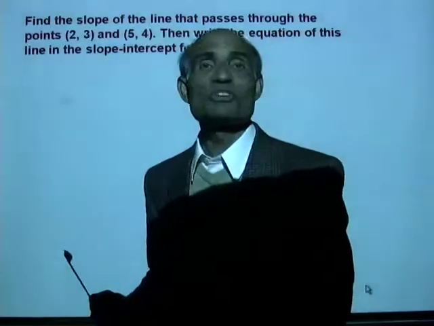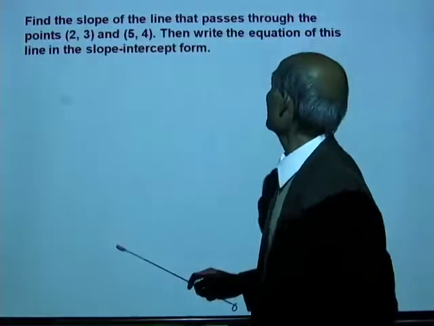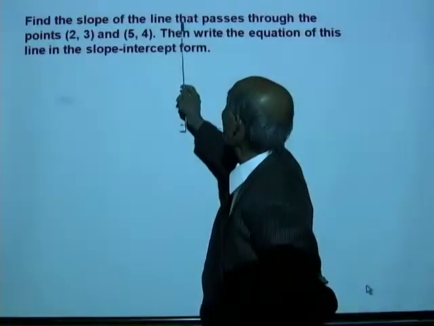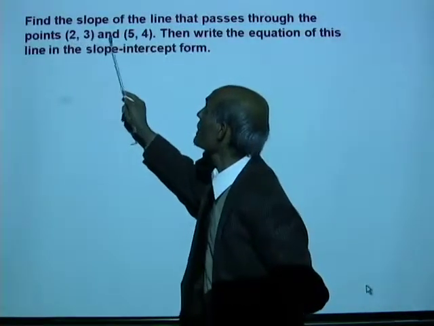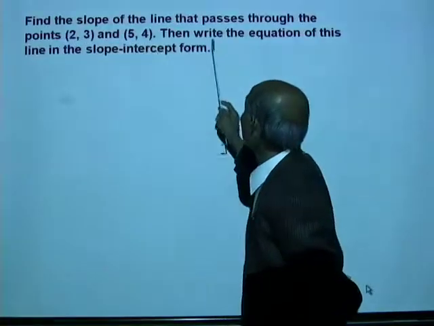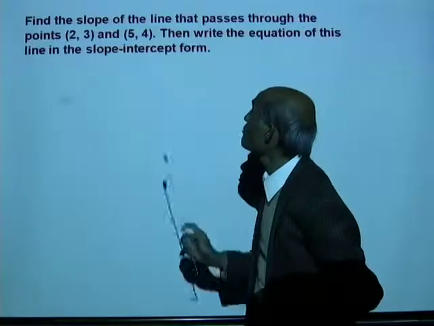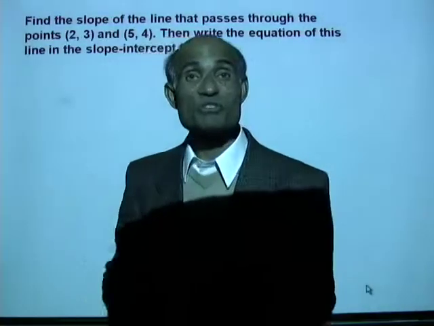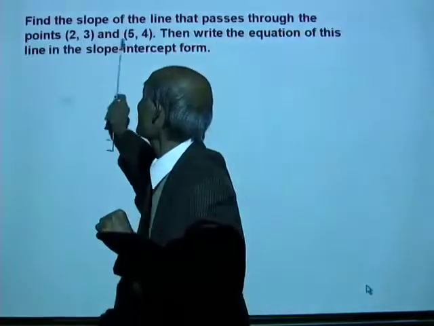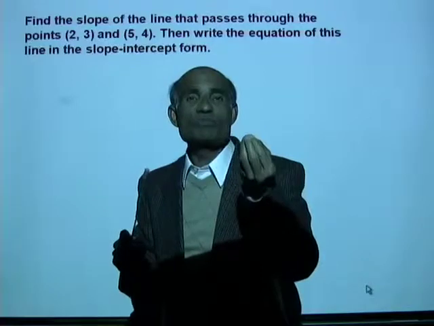Alright, let's use the information we developed so far to solve a small problem. Find the slope of the line that passes through points (2, 3) and (5, 4). Then write the equation of this line in the slope-intercept form. So there are two things that you need to do. There are 2 points given. Use those 2 points to find the slope.